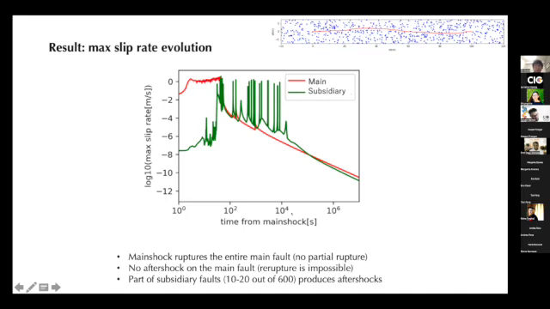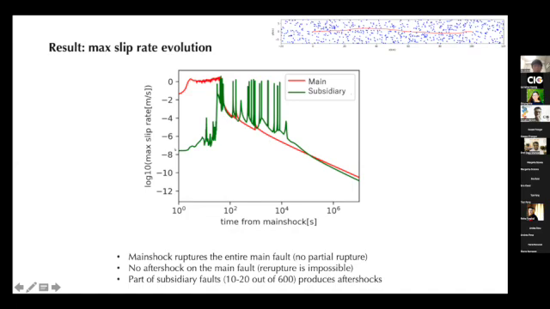It's not partial rupture. Actually, it was adjusted by initial stress. If initial stress is smaller, the main shock cannot rupture the whole fault trace. It's partial rupture. But I'm mainly looking at the full rupture regime for simplicity. And after the main shock terminated, the red line is decaying over time. So this means there's no aftershock on the main fault.